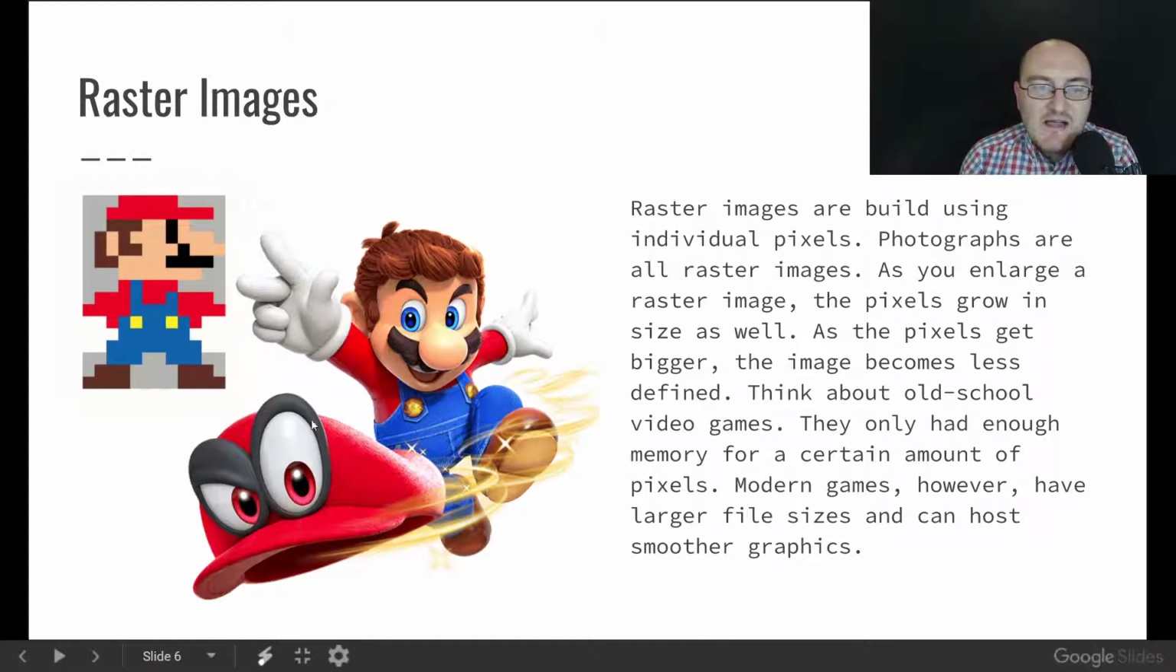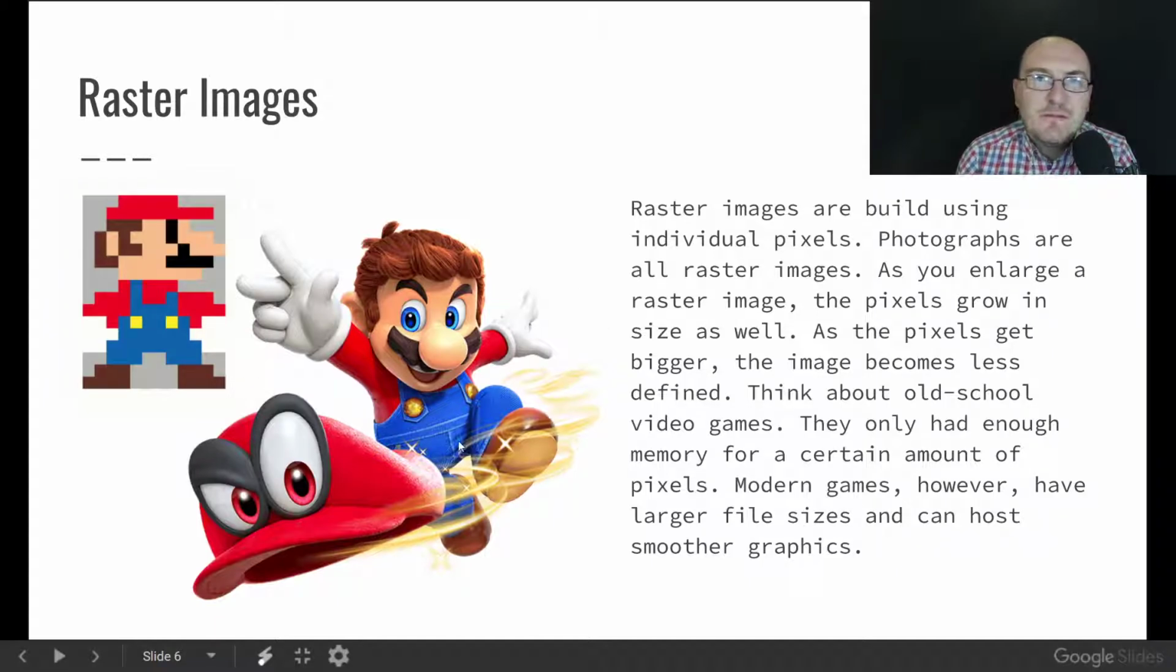Now, this is a higher quality picture of Mario here, which has many, many more pixels. These pixels are much harder to see, but they're there. If we zoomed in on this image enough, we would be able to see the pixels popping up. But because it's a higher resolution, we don't see the pixels as predominantly as we see in this image. So as you enlarge a raster image, the pixels will grow in size as well, and they'll look a lot more blocky. Your artwork will look blocky and gross.